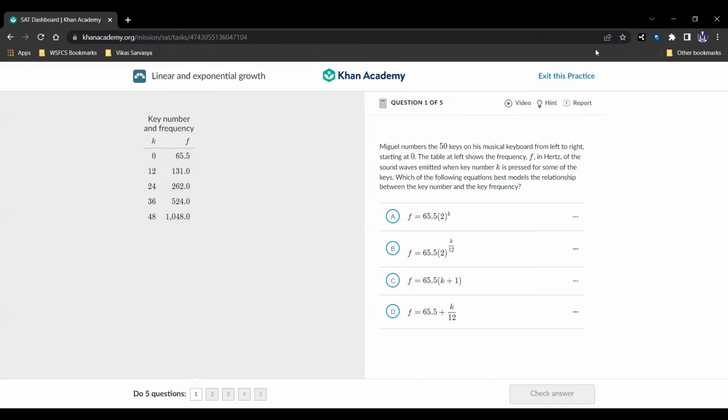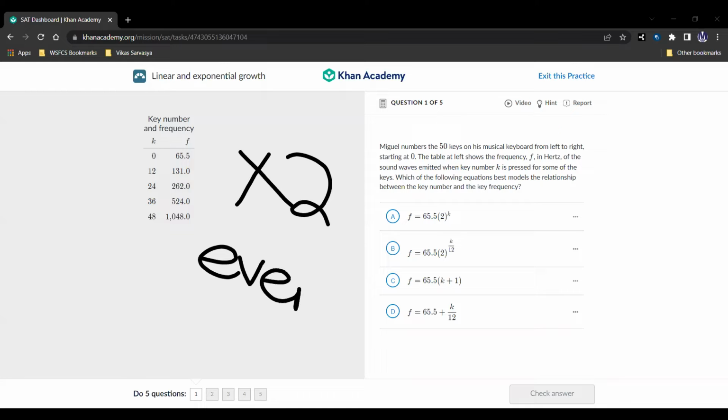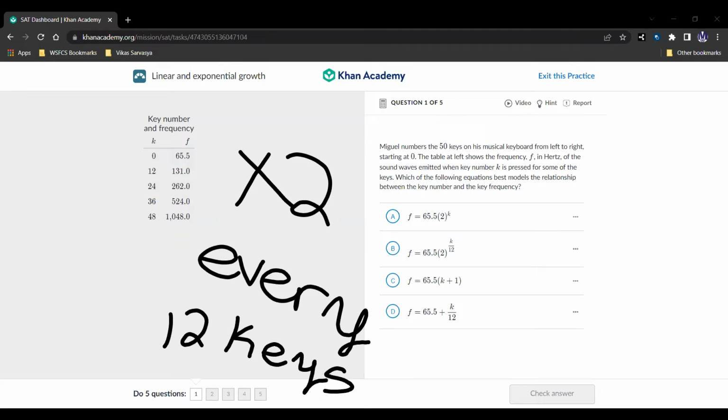Well, let's see what we can do here. Every 12 more keys, we see that the frequency doubles. It doubles every 12 keys. So that's going to be exponential growth. So we can cross out immediately choices C and D because those aren't exponential growth. Those are linear growth. So C and D are out, and we're left with simply A and B.